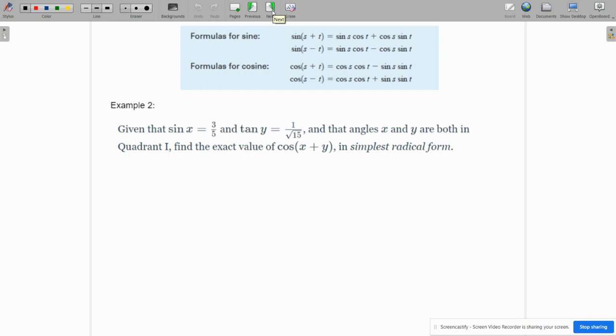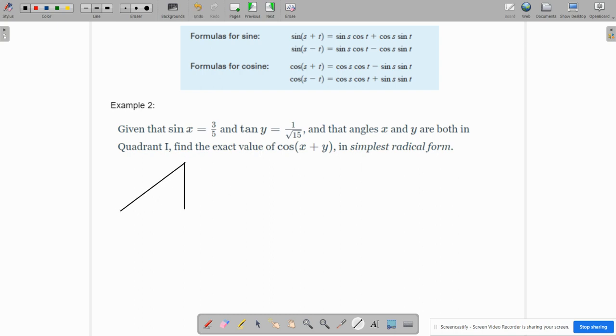Example 2, given that sine of x equals 3/5 and tangent of y equals 1 over the square root of 15, x and y again are in quadrant 1, find the exact value of the cosine of the quantity x plus y in simplest radical form. So again, we are going to draw in our triangles, and they have to be right triangles, one for each angle. So we have one for angle x and another for angle y, and we can solve for those missing pieces.